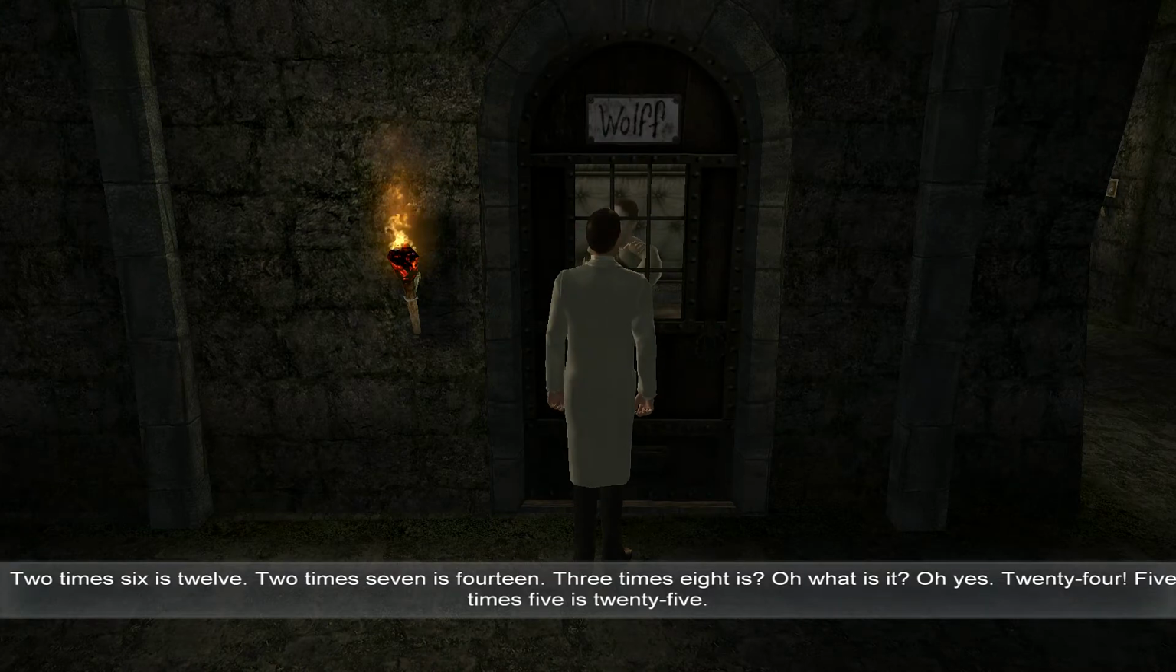Two times six is 12. Two times seven is 14. Three times eight is... Oh, what is it? Oh, yes. 24. Five times five is 25.